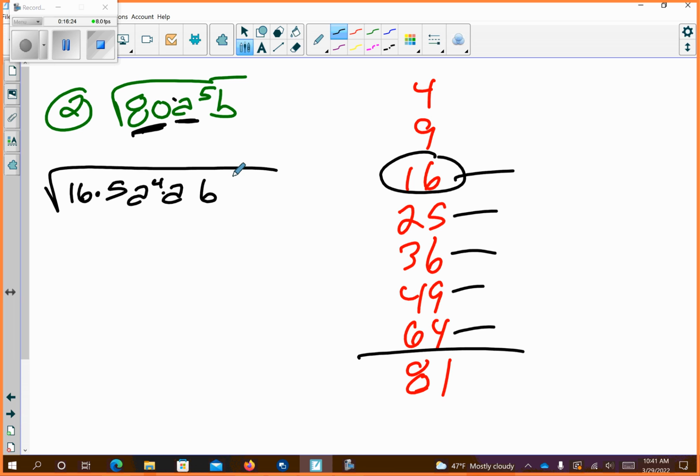All right, let's deal with our perfect squares. Square root of 16. Square root of a to the 4th. And then everything else is left behind under the radical. Done.